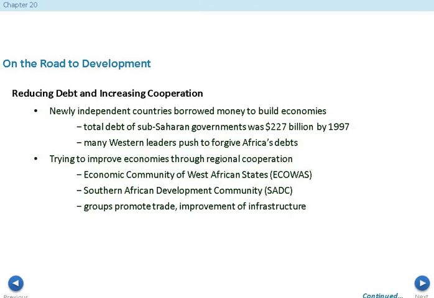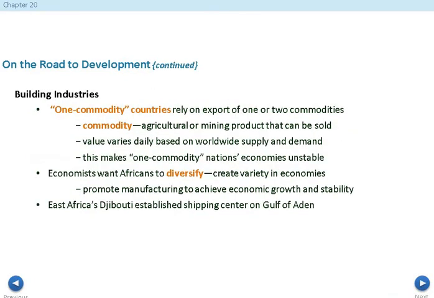It's causing a lot of issues for them because they're very, very poor. Now, a lot of Western leaders are saying that we should forgive Africa's debt and basically say, hey, you don't have to pay us any more money, just go and help build your country up. This is the idea of reducing that debt, and again, increasing cooperation, trying to improve economies through regional cooperation. You've got the Economic Community of West African States, Southern African Development Community. These groups promote trade, improvement in infrastructures, all things that are necessary to continue on and make money.